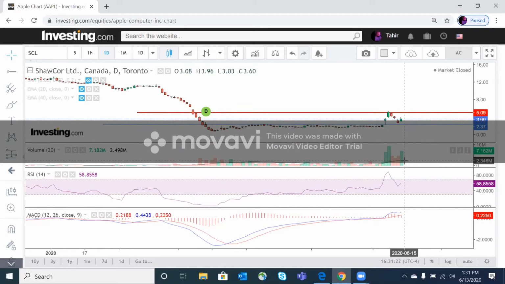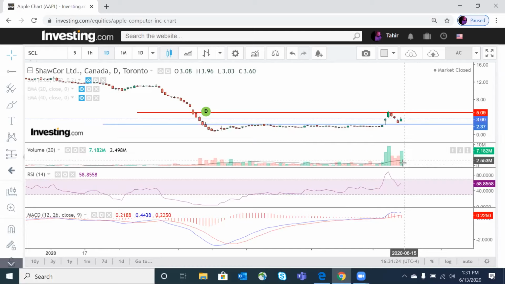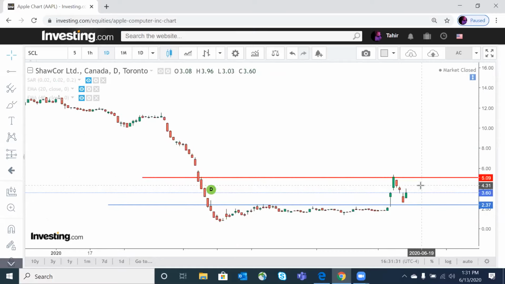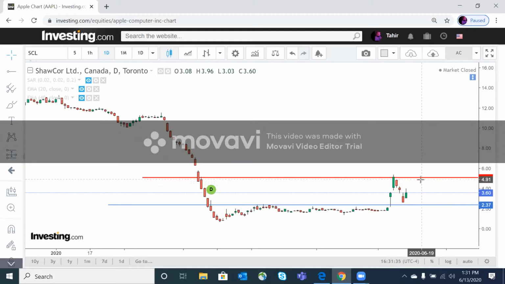Volumes are extraordinarily high, almost double the average volume. And for the last 3 days also, the volumes were high. So I'm expecting a gap up opening here. And if you find a gap up opening, don't enter after that, because then the upside will be very less. Think from the risk reward ratio.